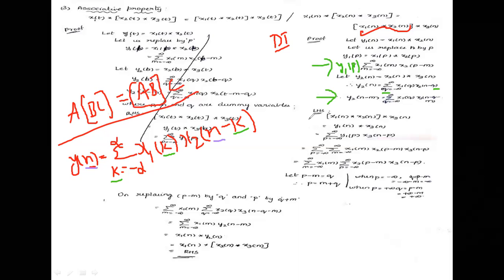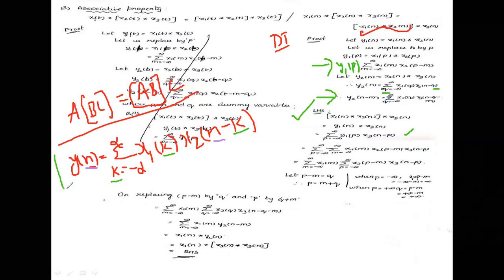Now let us take the LHS here. What is LHS? x1 of n with the convolution of x2 of n with the convolution of x3. I assume the x1 and x2 as y1. So y1 with the convolution of x3 of n is the sum of p equal to minus infinity to infinity y1 of p, x3 of n minus p.